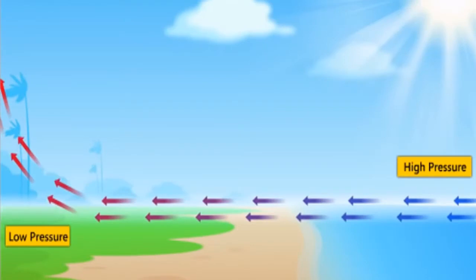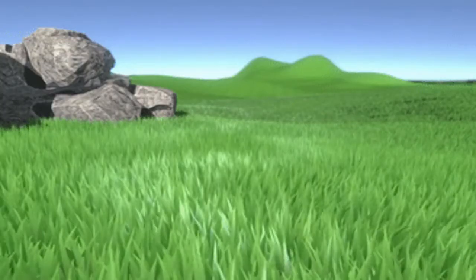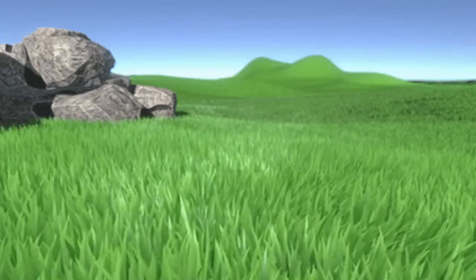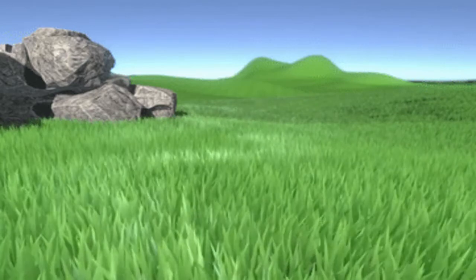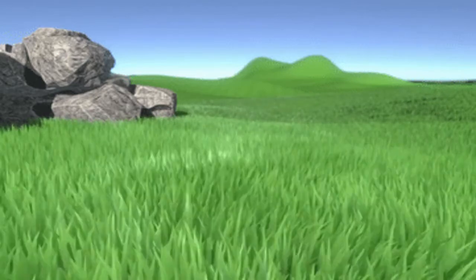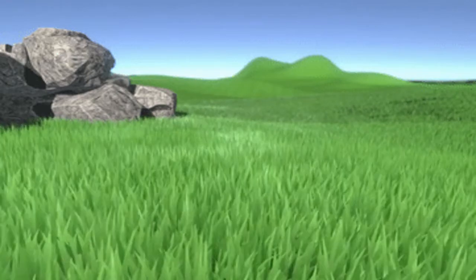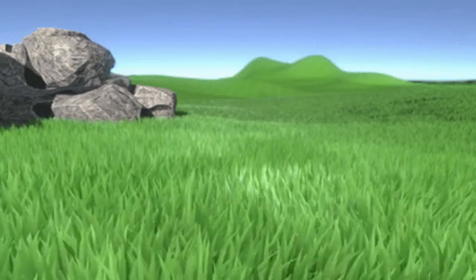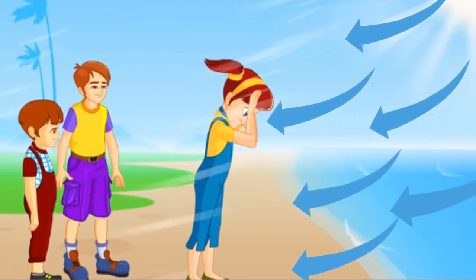The air always moves from high pressure areas to low pressure areas. The movement of air from high pressure areas to low pressure areas is called wind. We can experience wind at work as it blows dry leaves down the road or uproots trees during a storm. At times, wind can be so strong that it is difficult to walk against it.